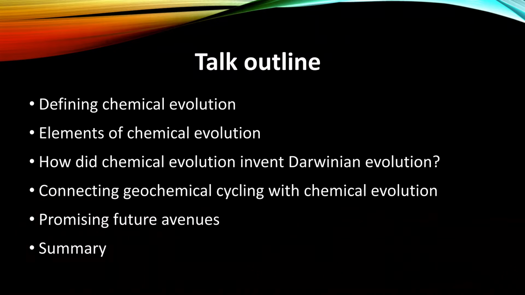So let's start. The outline for today's primary talk is the following. We will first define chemical evolution. We will talk about the elements of chemical evolution and how chemical evolution invented Darwinian evolution. We will connect geochemical cycling with chemical evolution. We'll talk about some promising future avenues and summarize the talk.